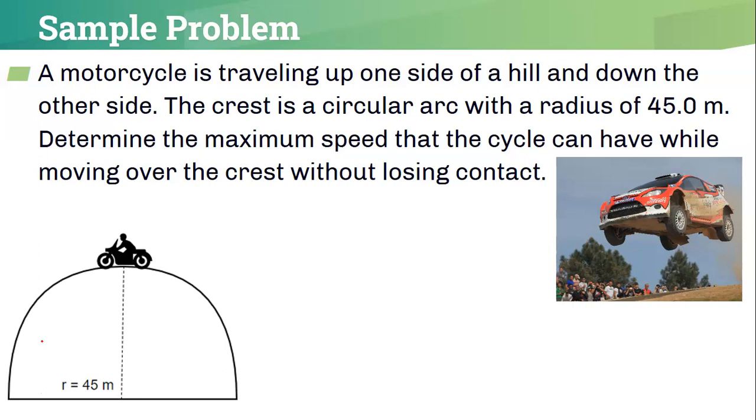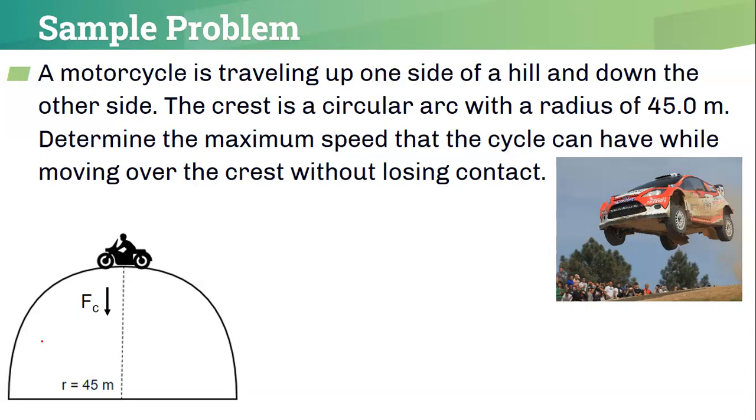So here we've got our motorcycle cresting the hill. We've got a circle with a radius of 45 meters. Remember, the centripetal force is that center-seeking force, so it'll point towards the center of the circle. In this case, the center of the circle is down, so I labeled the centripetal force going down.